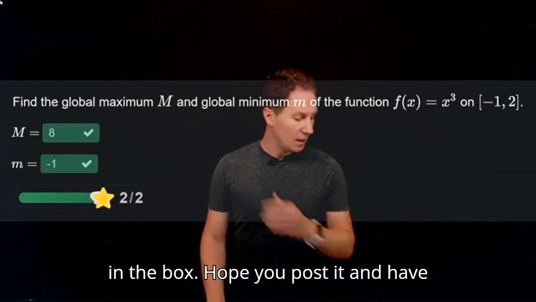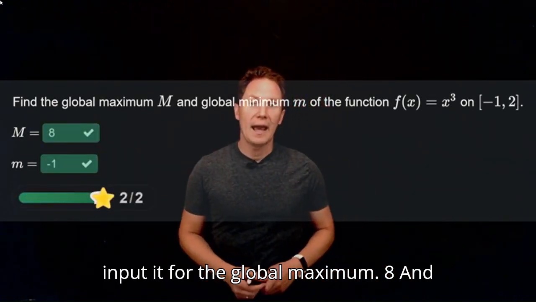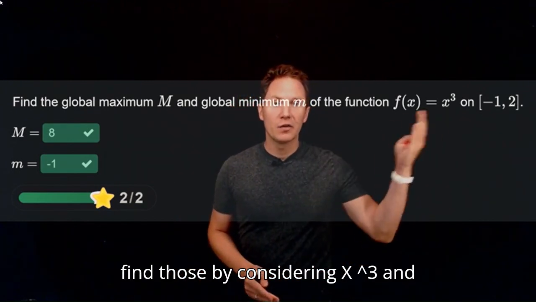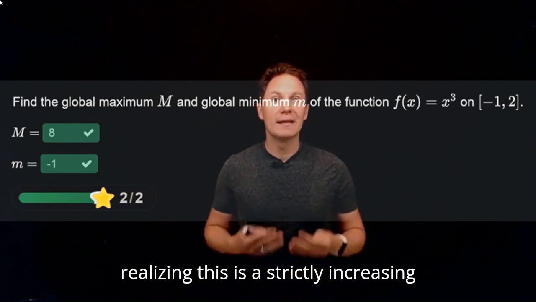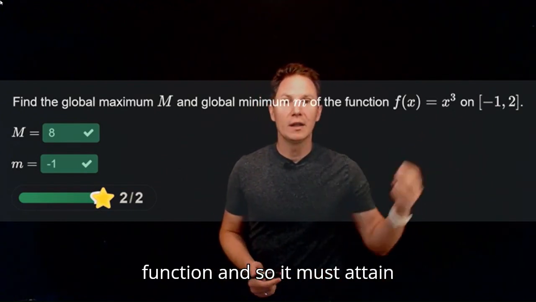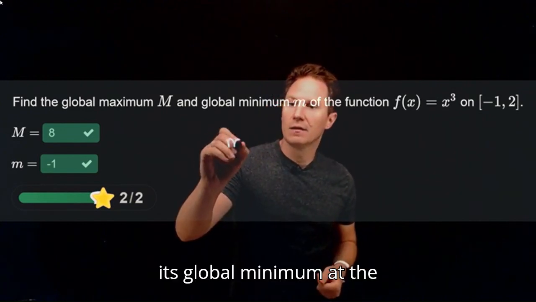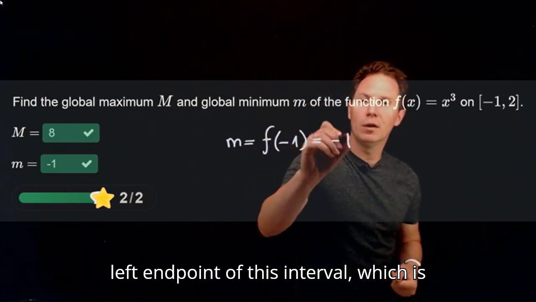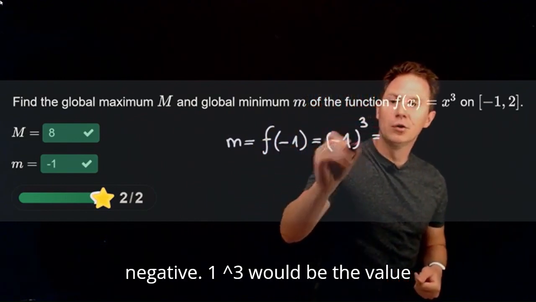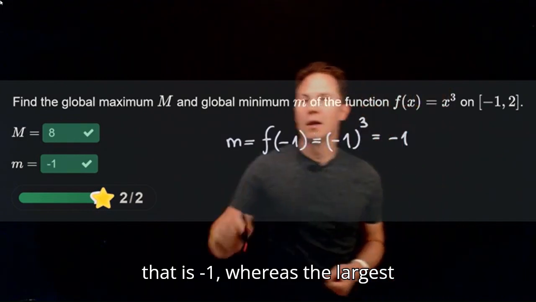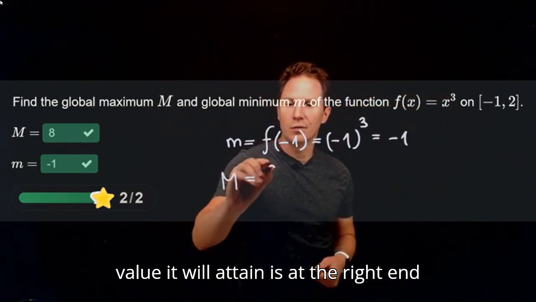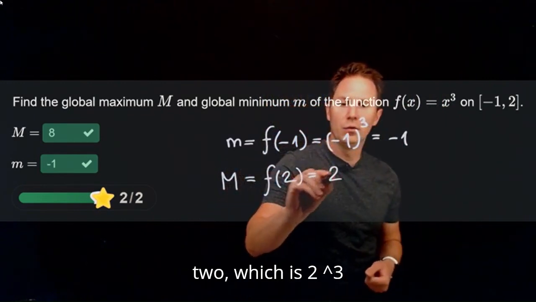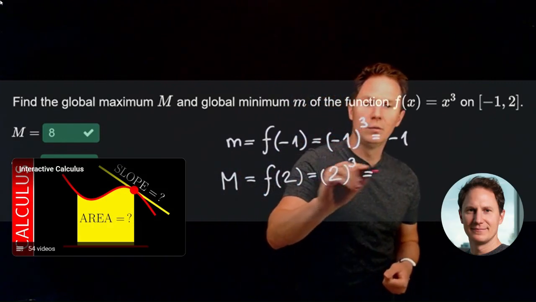Hope you paused it and have inputted for the global maximum 8 and for the global minimum -1. You can find those by considering x cubed and realizing this is a strictly increasing function, and so it must attain its global minimum at the left end point of this interval, which is -1 cubed, that is -1, whereas the largest value it will attain is at the right end point of this interval. So that's f of 2, which is 2 cubed, that is equal to 8.